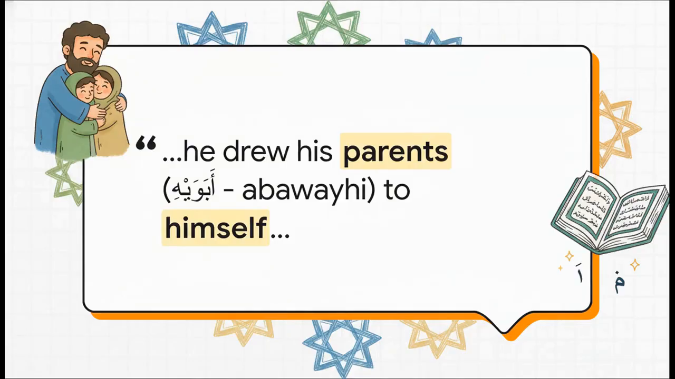This special rule is so important, it's even in the Holy Quran. In the beautiful story of Prophet Yusuf, when he finally meets his family again after so long, the Quran says he drew his abaway, his two parents, close to him. See? It uses that very same special word pair we just learned from mother and father.